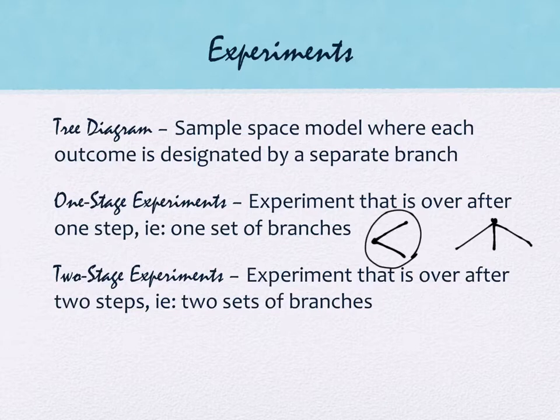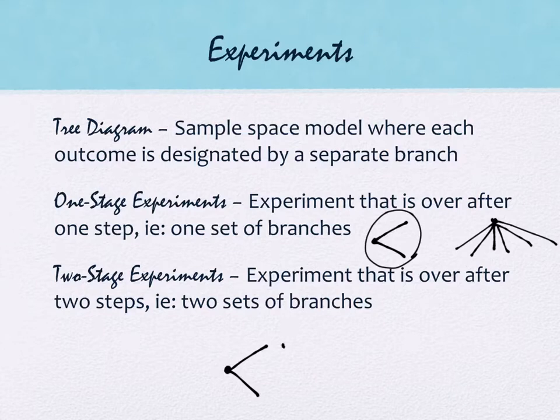So for instance, if we were rolling a die, we might be concerned with every single individual roll. So we'd have six branches, right? So it would look something like this. There's six different outcomes possible. The way in which that differs from a multi-stage or a two-stage experiment specifically is that this is one stage. There's one set of branches. There's one node, and there's one extension of branches off of it. However many branches there are, there's only one set.